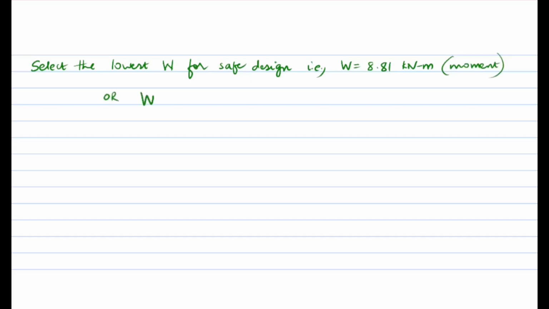Instead of comparing the results based on sagging or hogging separately as we did in the last solved problem, here we compare the W value from the 4 results and select the lowest value of all. Hence the maximum or safe value of bending moment, that is W here, is not expected to exceed 8.81 kilonewton meter. In terms of the load units, the maximum load W is hence 8.81 kilonewtons.